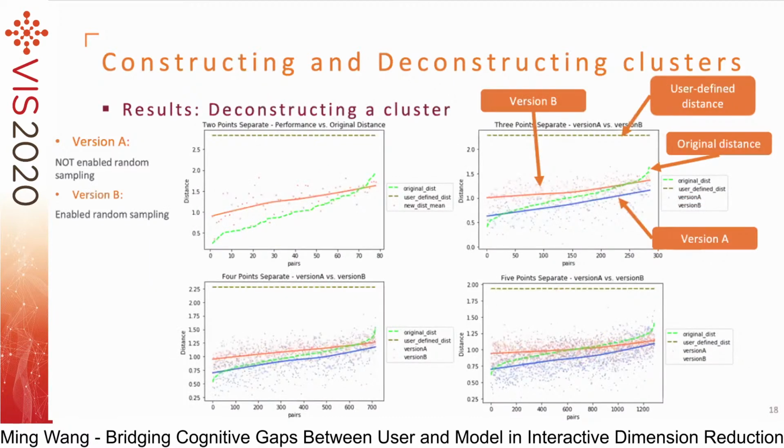And this graph demonstrates the result of deconstructing a cluster. And from the graph, we can see the system has better performance when there is a small original distance, but poor performance when there is a large original distance. And this is probably because the points with a large difference are probably already at their furthest position, so they cannot be separated again. And we also tested deconstructing a cluster with 3 to 5 points. And again, you can see the regression line of version B is higher than version A, and this indicates that system B has a better performance on deconstructing a cluster.